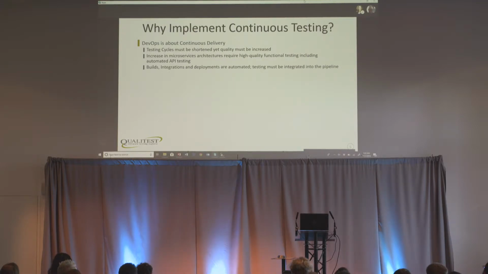So why would we implement continuous testing? Well, if we think about it, DevOps is about continuous delivery, and our test cycles must be shortened. Regression test suites that run overnight just don't cut it anymore. We have an increase in microservices architectures, and those especially require high quality functional testing, and that usually includes automated API testing. And finally, our builds and integrations and deployments are automated, and we not only have to test those, but we need to test the entire pipeline. And all of the automated testing, including the builds and integrations, need to be involved in our continuous testing strategy.